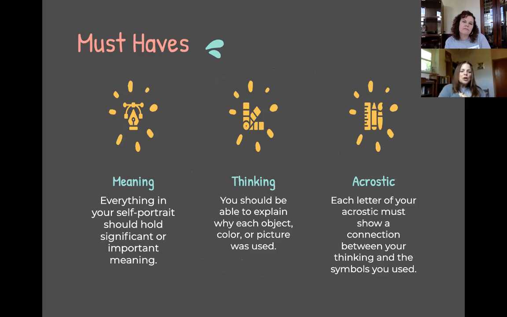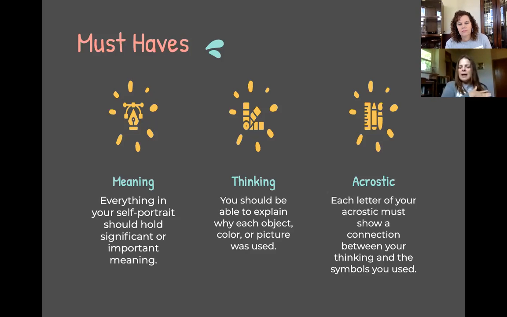So before you start, you're going to need a few things. First, everything in your picture should have meaning, and I want you to think about that and spend some time thinking about the things in your life that are significant and important to you. And then you need to do some thinking, and you should be able to explain why you have each object in your picture and think about how you use color.